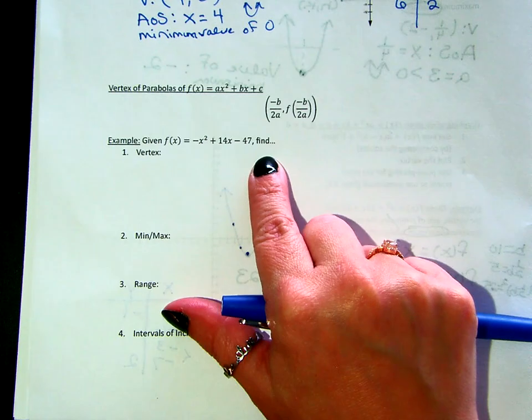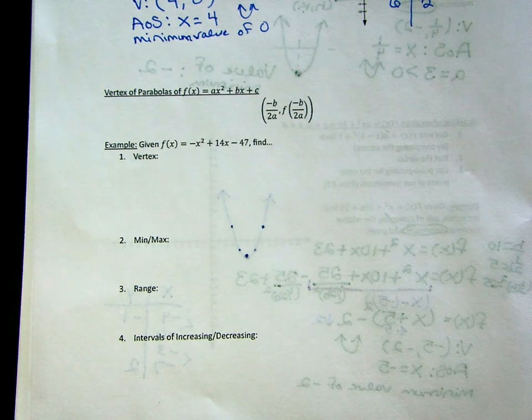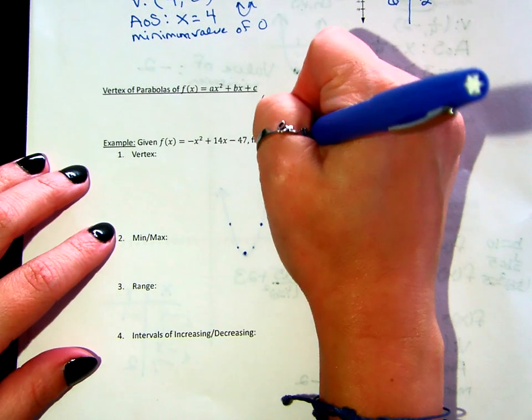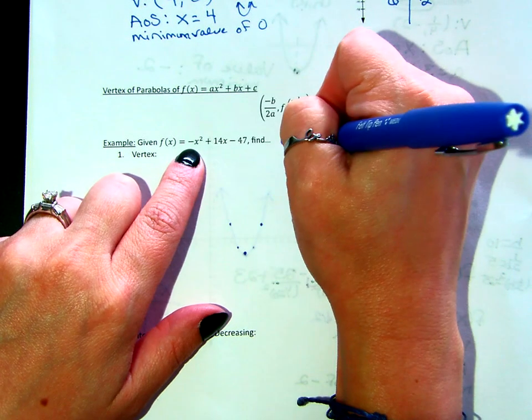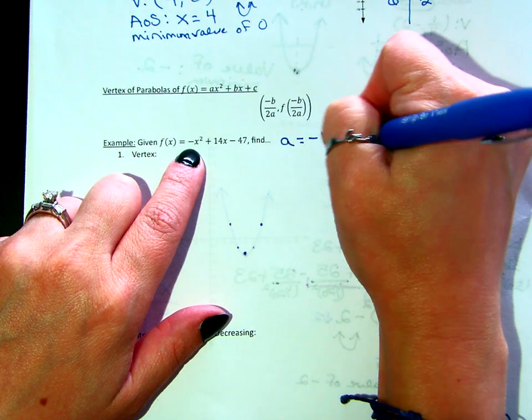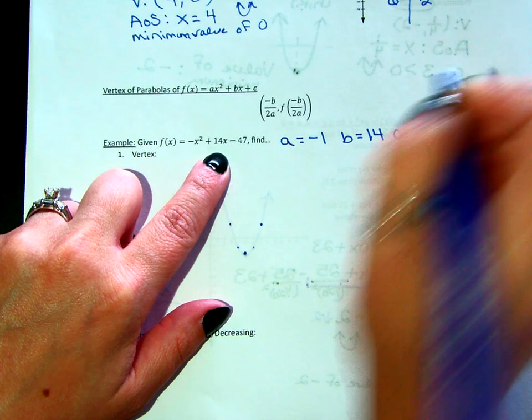We have negative x squared plus 14x minus 47. So if we were doing the other method, we would have to factor out that negative, then we would do our completing the square and move on. But with this new method, I'm going to list my a, b, and c, just because I'm a little OCD and can't not list the c. So my a in this case, there's just a negative in front of the x squared, so it's a negative 1. My b is 14. My c is negative 47. So I list those out to the side.